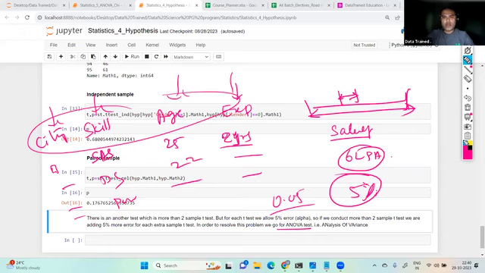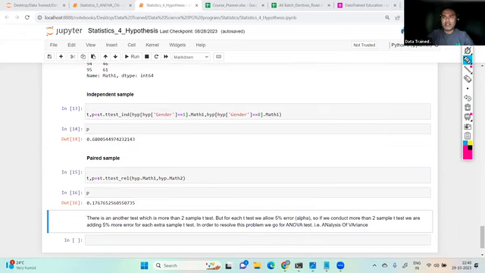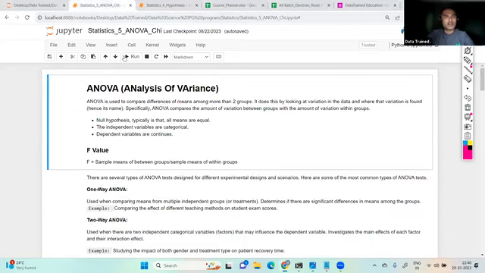So yes, ANOVA test, that is nothing but analysis of variance. ANOVA means analysis of variance. All right.